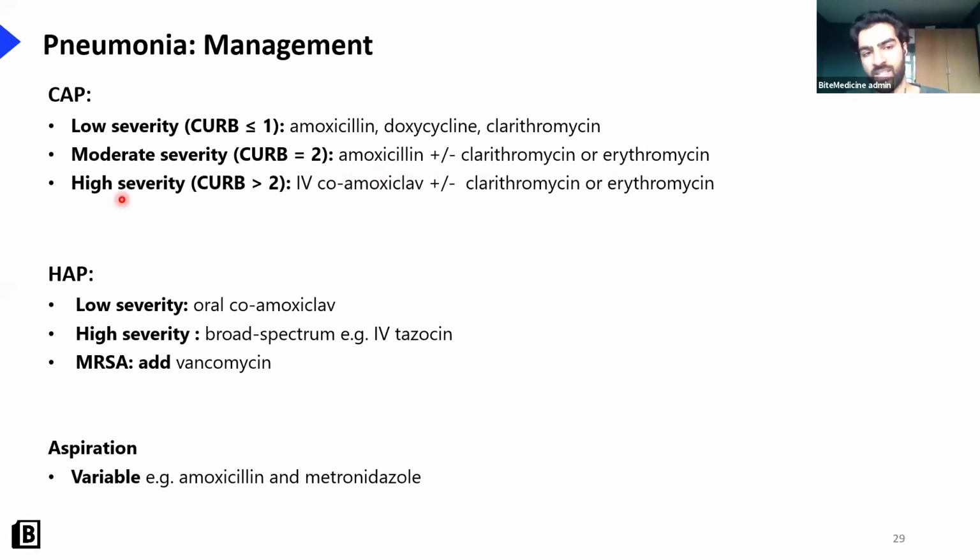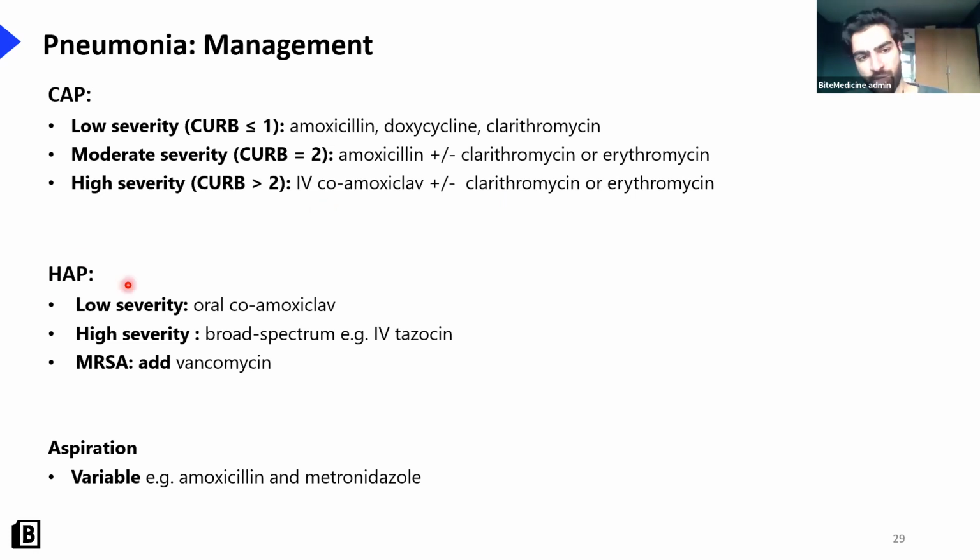And if it's high severity, then you're thinking of IV antibiotics. You want a strong penicillin like co-amoxiclav. And again, you can add in a macrolide to make sure you have really good atypical cover. So that's why knowing the bacteria which cause the infection is really important, and knowing which antibiotics target those bacteria is really important.